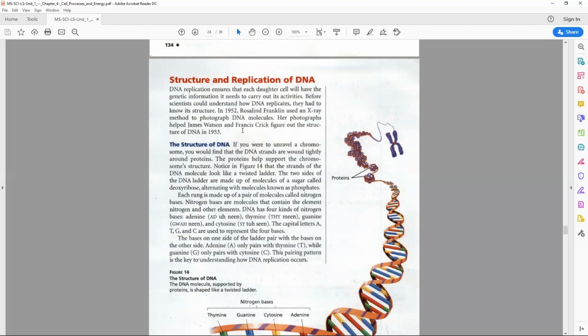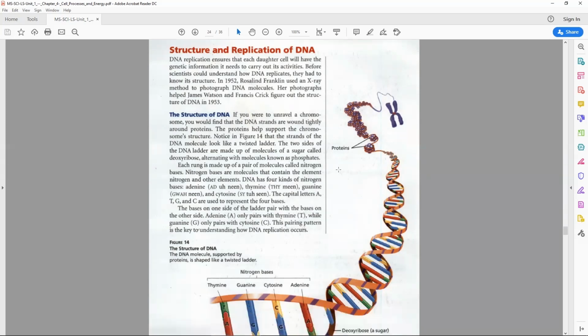The structure of DNA. If you were to unravel a chromosome, you would find that the DNA strands are wound tightly around proteins. The proteins help support the chromosome structure. Notice in figure 14 that the strands of the DNA molecule look like a twisted ladder. The two sides of the DNA ladder are made up of molecules of a sugar called deoxyribose, alternating with molecules known as phosphates. Each rung is made up of a pair of molecules called nitrogen bases. Nitrogen bases are molecules that contain the element nitrogen and other elements.